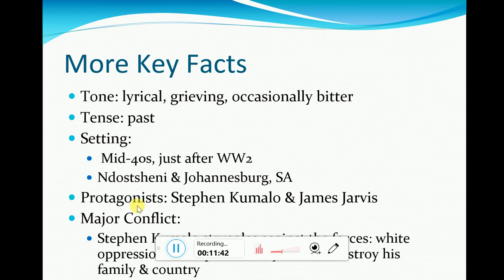And then we've got our protagonist. The word protagonist means the main characters in the book. We rely on them to know the essence of the book, if not the main theme of the book. We travel with them from the beginning up until the end. These are the backbone of the novel. Without them, we would not have the novel. In this case, we have Stephen Kumalo, who is the Reverend Stephen Kumalo, and James Jarvis.